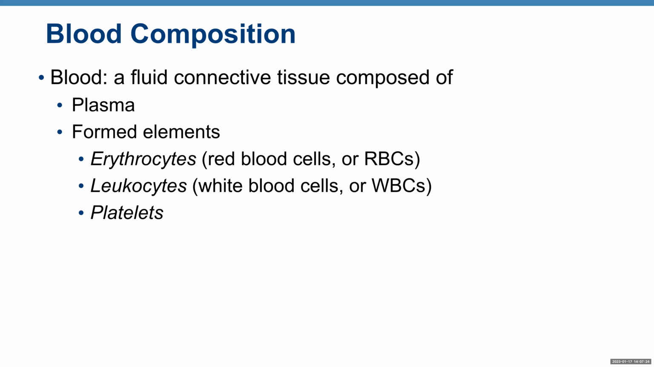Formed elements include erythrocytes, red blood cells or RBCs, leukocytes, white blood cells or WBCs, and platelets. Now we used to call them cells, but now we use formed elements because only leukocytes are true cells. Erythrocytes lack a nucleus and major organelles, and platelets are fragments of cells. That's why we changed the definition of blood as a connective tissue composed of plasma and formed elements.